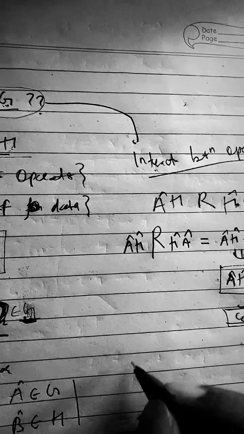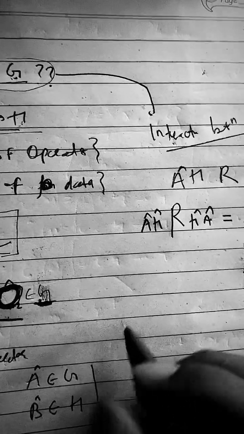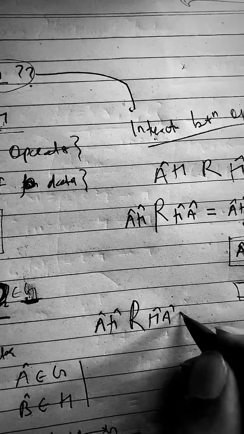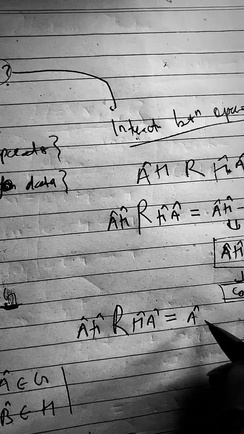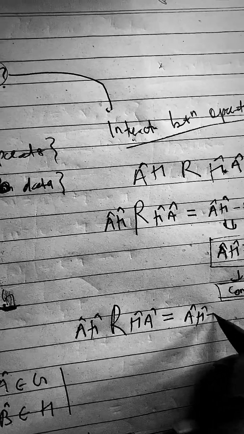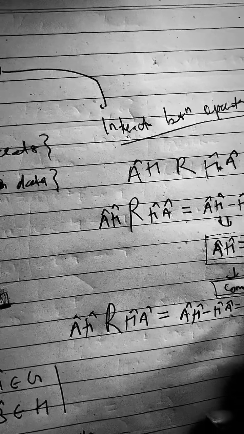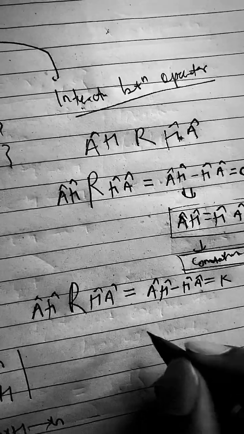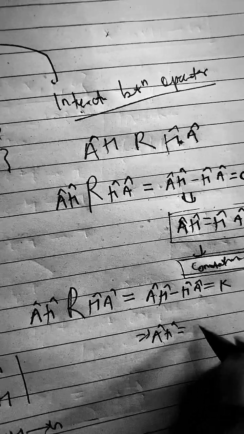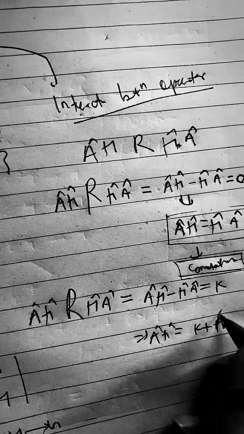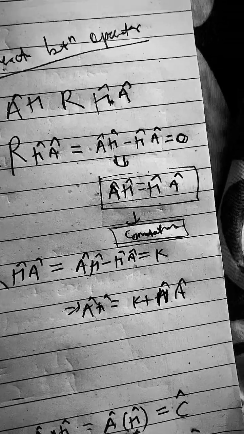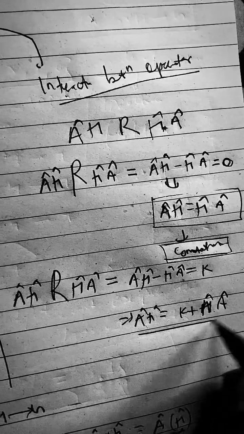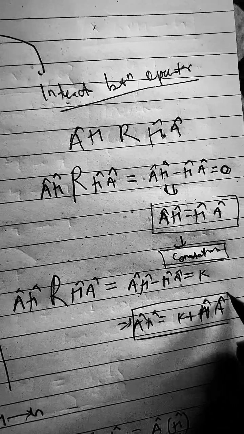What if we define the relation like this? Say AH is related to HA by AH minus HA equal to some K. Then what happens? Well, then AH is equal to K plus HA. This is not commutativity. So it is a failure of commutativity.